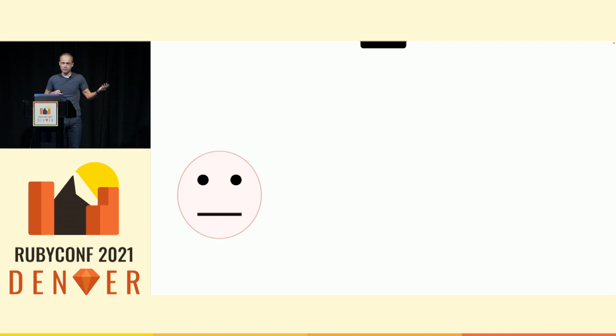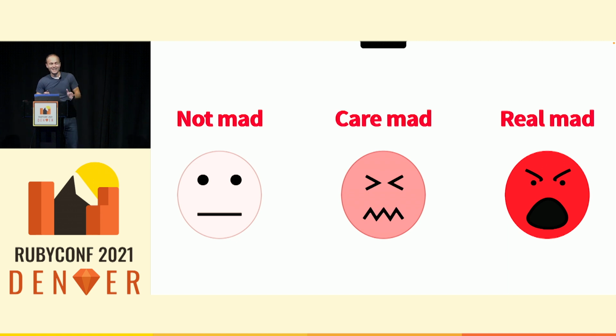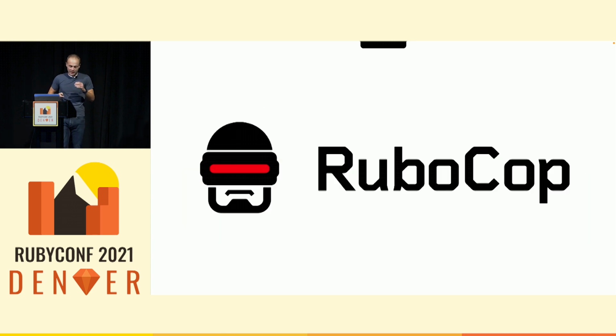I think of it sort of like a pain chart from here to here, where at one end of the spectrum you're not mad, at the other end of the spectrum you're real mad. But where I do my best work is right in the middle, in care mad mode. And I've got a long relationship with RubyConf.